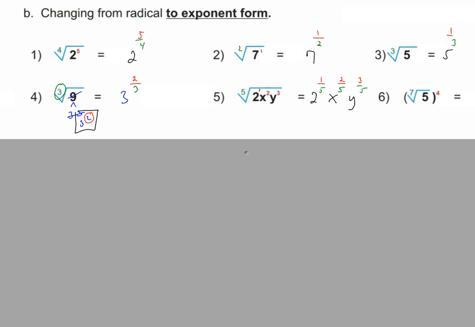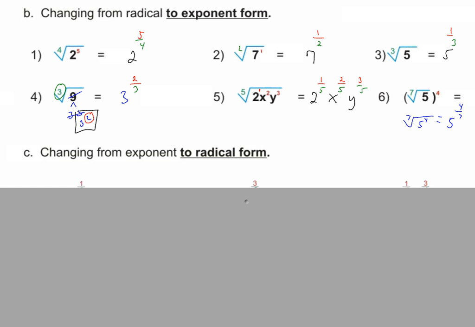Now, number 6 is that other form. Number 6, though, is the exact same thing. I don't have time to do the color. It's a 7 index and 5 to the 4th power. It's just another way of stating the exact same thing. Doesn't look like it, but it is. So this is going to be 5 to what power? 4/7. 5 to the 4/7 power. And that's what's going on in these.